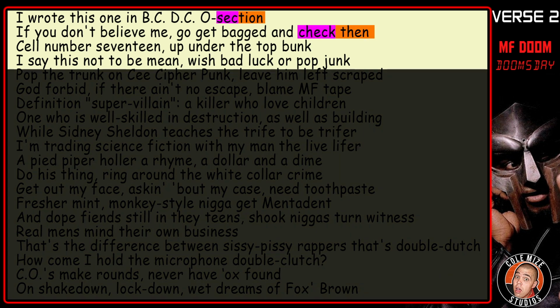In addition to that, he has 2 more internal rhyme schemes with E sounds and O sounds. On the following 2 bars, he switches his multi-syllable in-rhyme scheme to top bunk and pop junk, and then created a new internal rhyme scheme with teen and be mean.